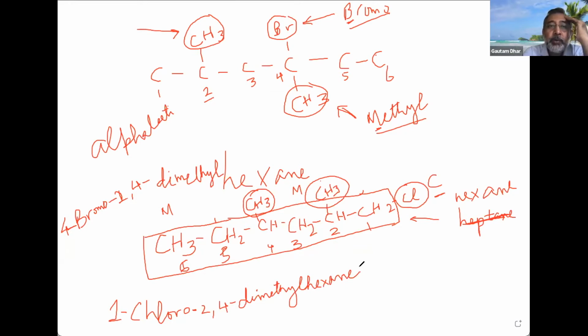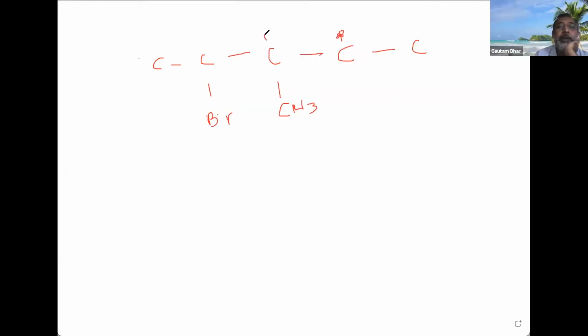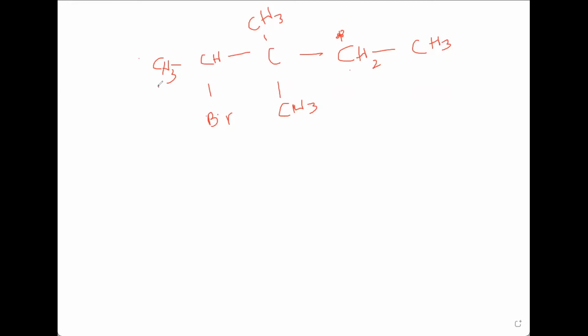Okay, let's do a few more. Now, given a name, you can basically write down the formula. Just follow the opposite order. So, main chain, how many? Two, five, four, five. Right.